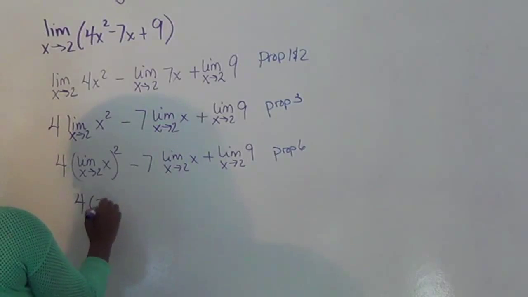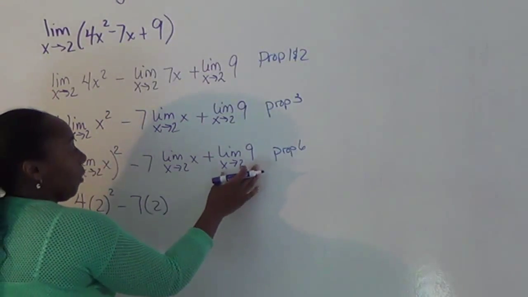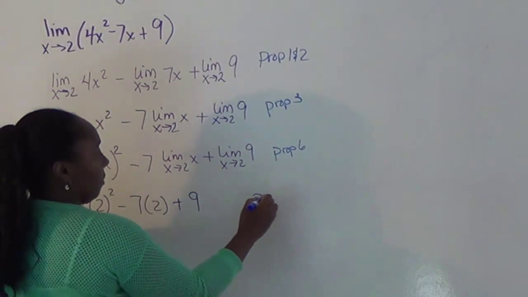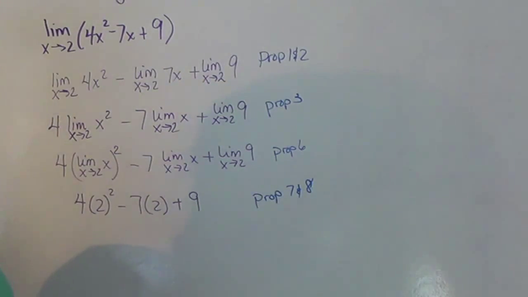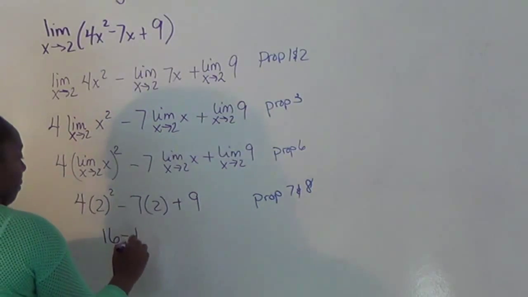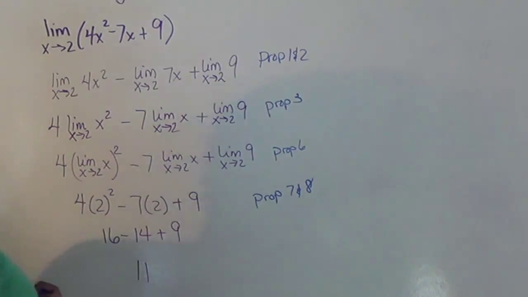This is going to be 4 times 2 squared, 7 times 2, and then again, for our constant function, remember that's just whatever the constant is. Okay. And then from there, notice my limits are gone. I've now evaluated the limits. I just need to finish evaluating the terms I got here. So now we're going to just multiply through. So it looks like a 16 minus a 14 plus 9. And when we add those together, there's our limit.